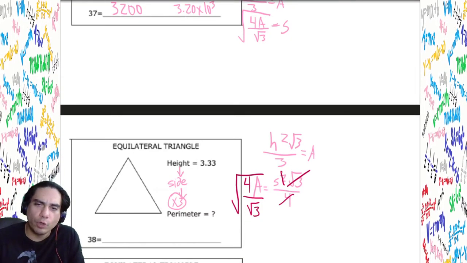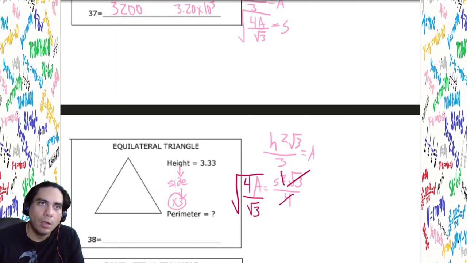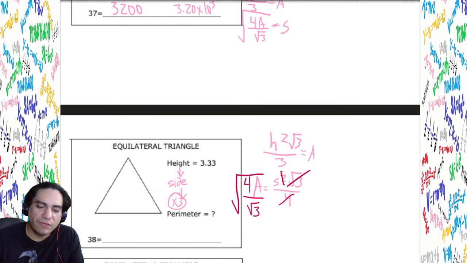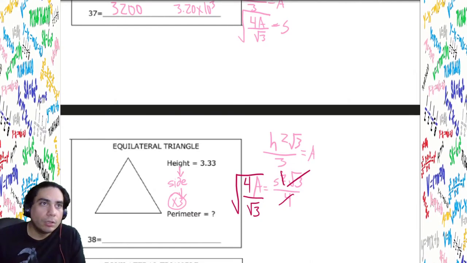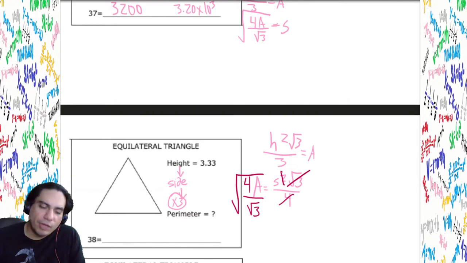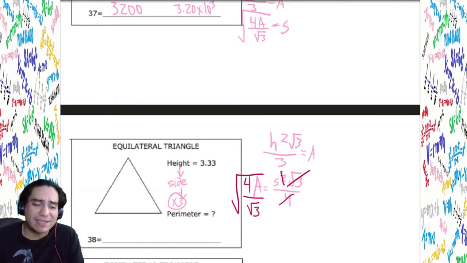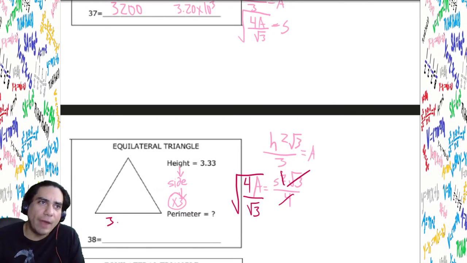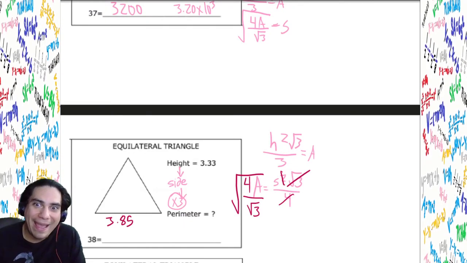So we get that area. We just got that 6.40 multiplied by 4, divided by the square root of 3, then square root. Completely reasonable. Remember that side's supposed to be bigger. I got that side is 3.85. And we write it down, right?